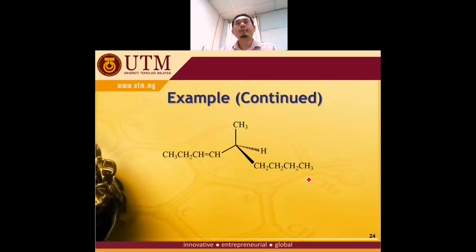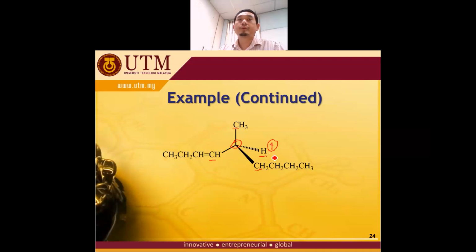This is another example of how to assign R or S. First, we look at the atoms bonded directly to the chiral carbon. So this is a chiral carbon, right? Only one chiral carbon. We have 1, 2, 3 and 4, so these are 4 different groups, of course. That's why it's a chiral carbon. Based on the atomic number, this one is obvious, this is number 4, the priority number 4 at the back.